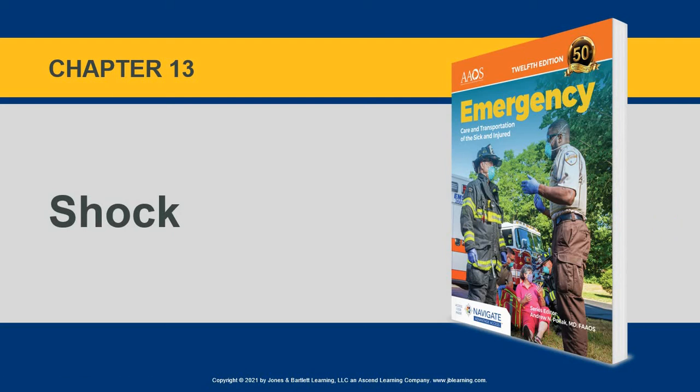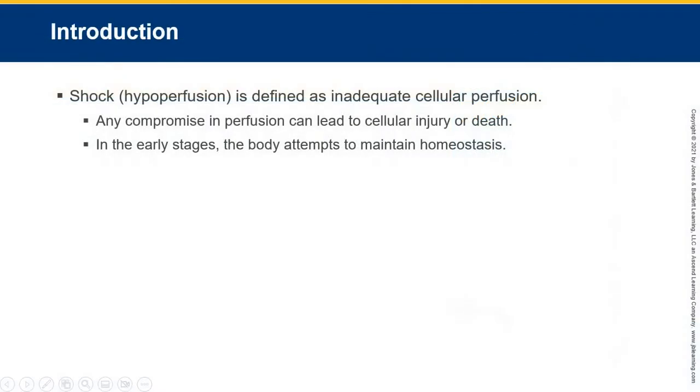Okay, this is going to be the shock chapter introduction. So, shock is hypoperfusion, low perfusion to the tissues. It's defined as inadequate cellular perfusion because those cells can't get blood to exchange oxygen, carbon dioxide, and other things. Any compromise in the perfusion is going to lead to your cells dying because they can't offload all the products of anaerobic metabolism. They can't take on oxygen. They're eventually all going to die.